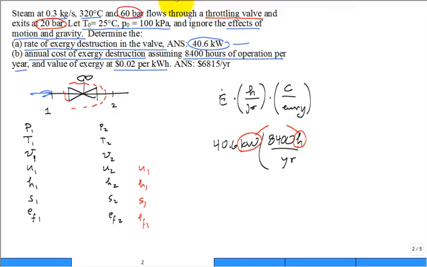All right, now we continue on and we say that it's 2 cents. Is that a way of writing 2 cents, 2 pennies? Yeah. $0.02 per kilowatt hour of energy. And then you'll see that these cancel, and you'll be left with dollars that you have to pay per year, and it's equivalent to $6,815 per year.